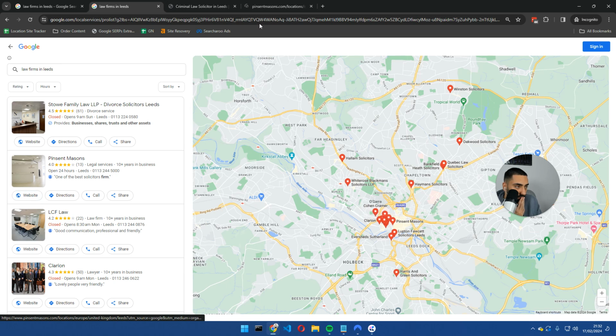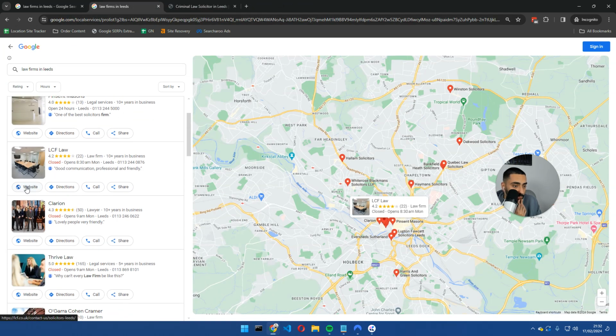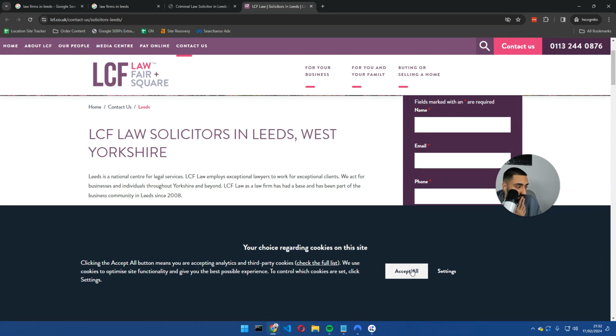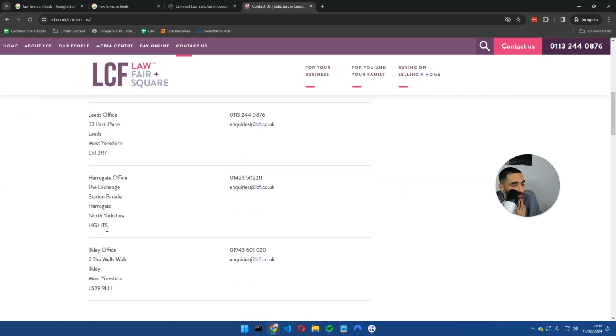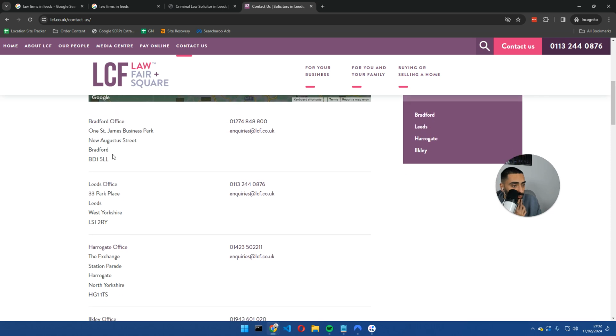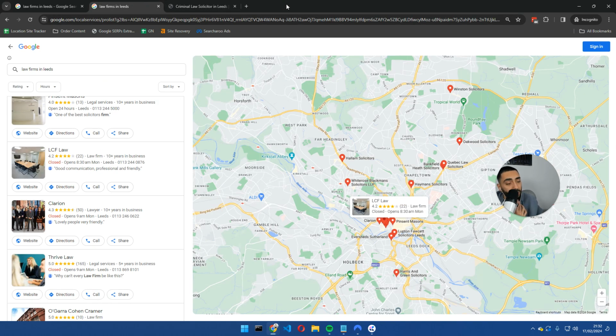So let's just take a look at some more law firms, right? LCF Law. These guys, contact us. Yeah, these guys, again, they've got big offices. So they've got 4 offices. Again, I probably wouldn't reach out to these guys. I'm also, in the back of my head, thinking first of all about numbers of people, like how many law firms I can contact.